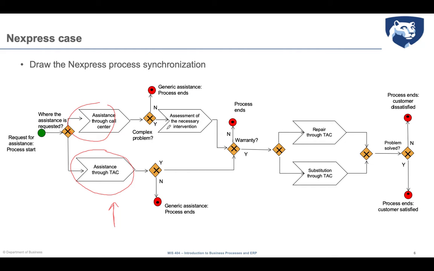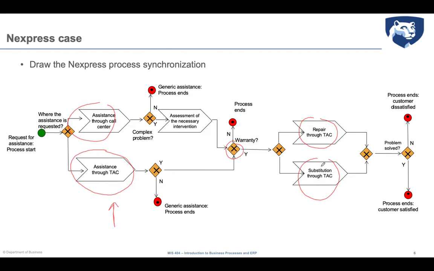Then, once it's figured out that the customer needs harder assistance, we need to figure out first if the coffee machine is under warranty or not. If it is under warranty, we can then offer repair or substitution. If it's not under warranty, we need to find something else which is not modeled in this case, so the process ends. In case it is under warranty, the solution can be twofold. It can be repair through the TAC or substitution through the TAC, so repair of the coffee machine or substitution of the whole equipment.